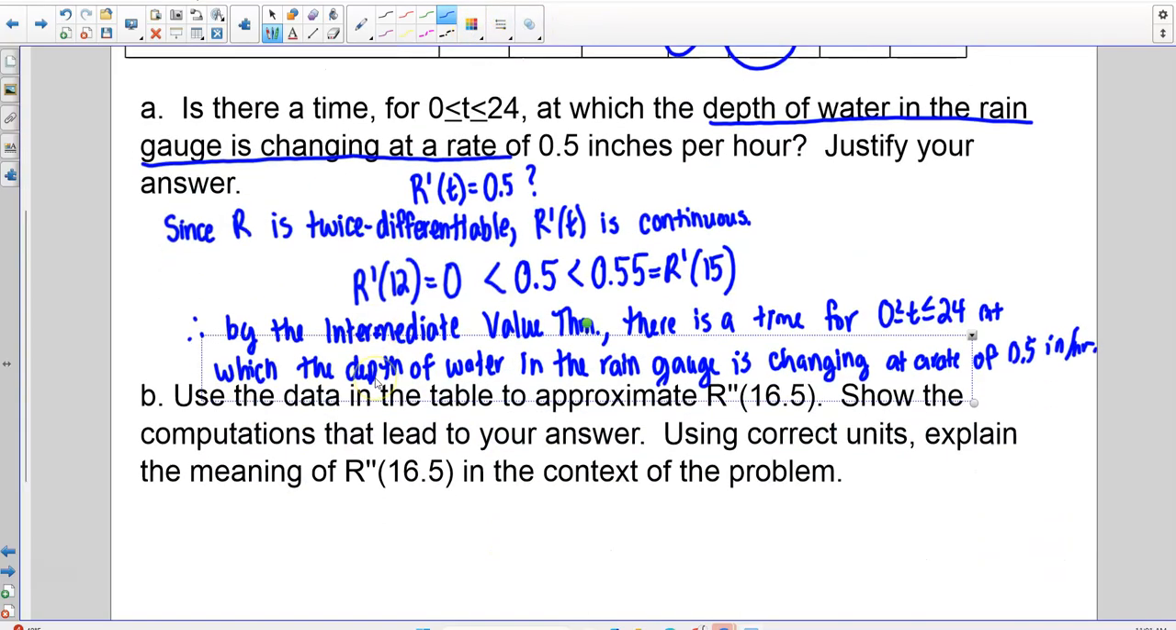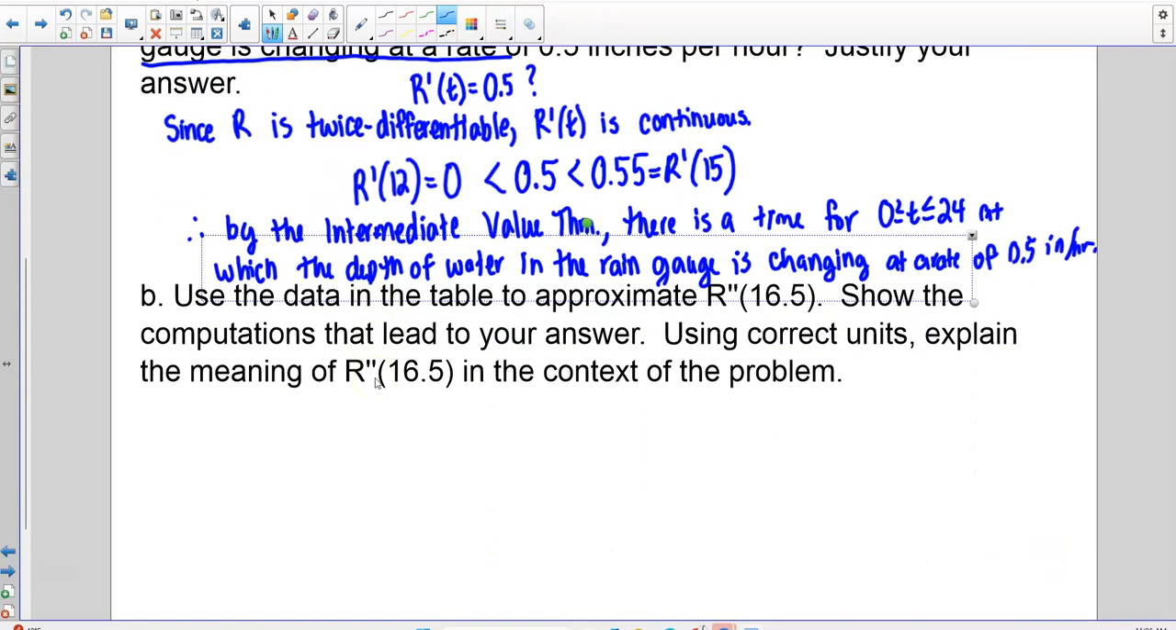All right. Okay, it next asks us to use the data in the table to approximate r double prime of 16.5. Show the computations that lead to your answer. Using correct units, explain the meaning of r double prime in context of the problem. So they're not asking us to find r double prime of 16.5. They're asking us to approximate r double prime of 16.5. What are we going to need to do here?